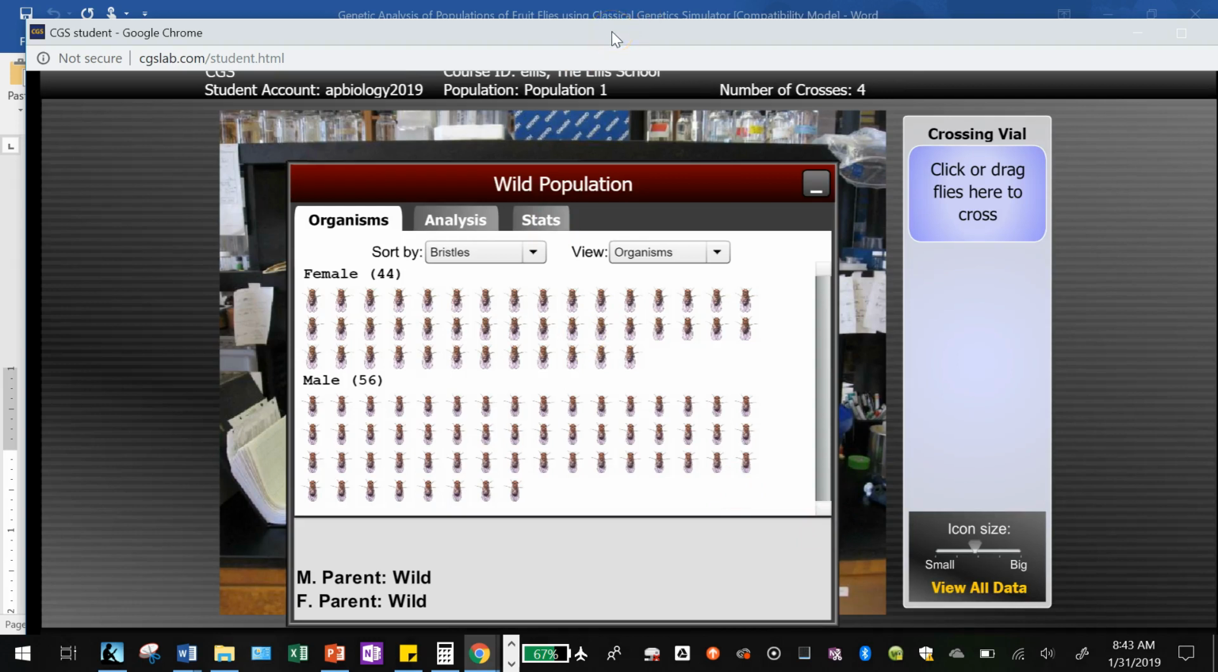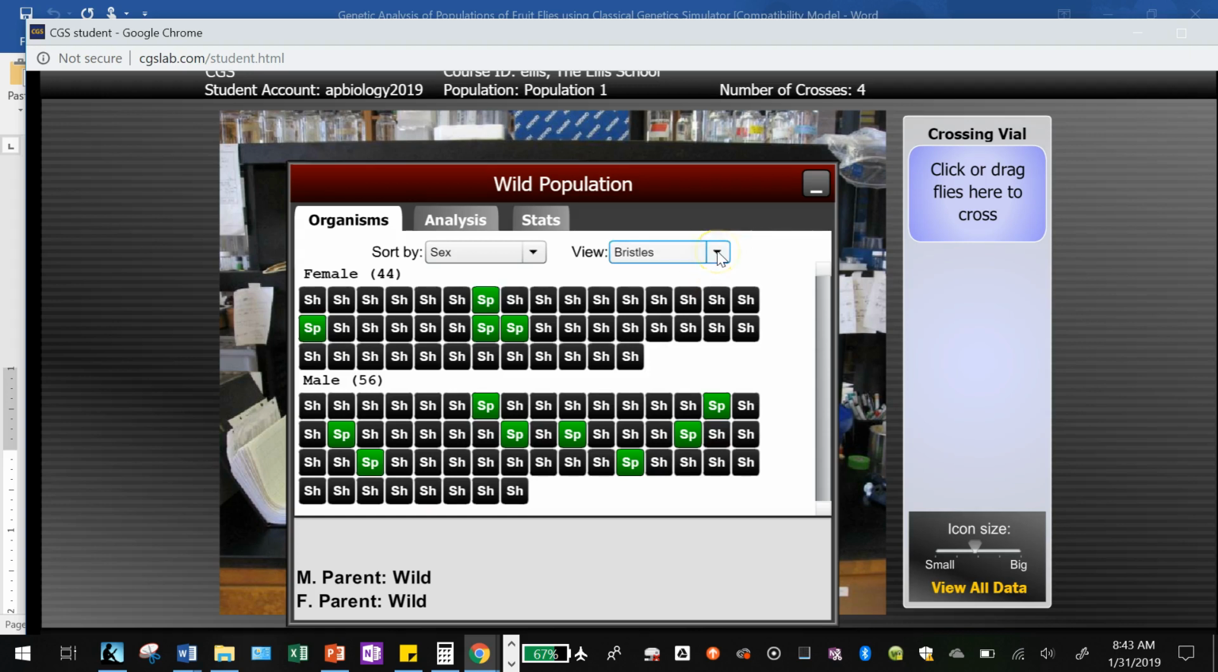Okay, so what they originally always give you is a wild population. You can't analyze the wild population and actually gain insight from it. You just have to use these organisms to figure out how the trait's inherited. When you're looking at your organisms, I usually like to organize by sex just because it's helpful for picking crosses. And then I usually like to look at the traits. This one, we're only looking at one trait. It is a little bit simpler. There may be multiple traits.